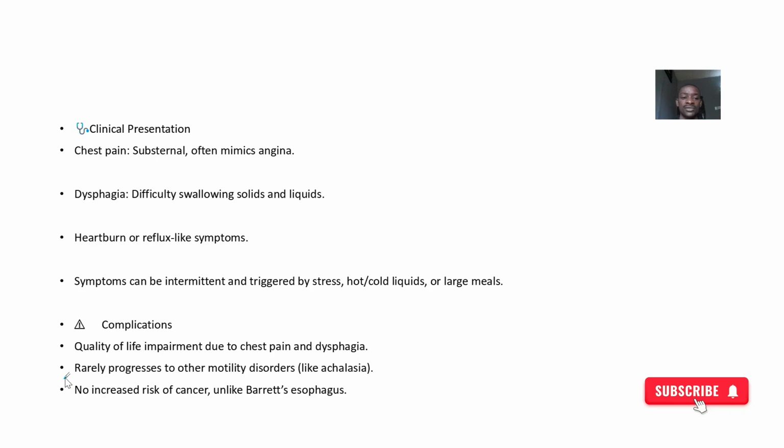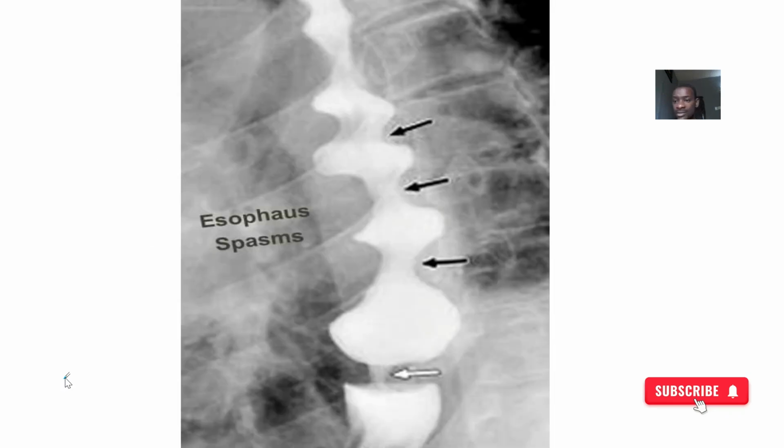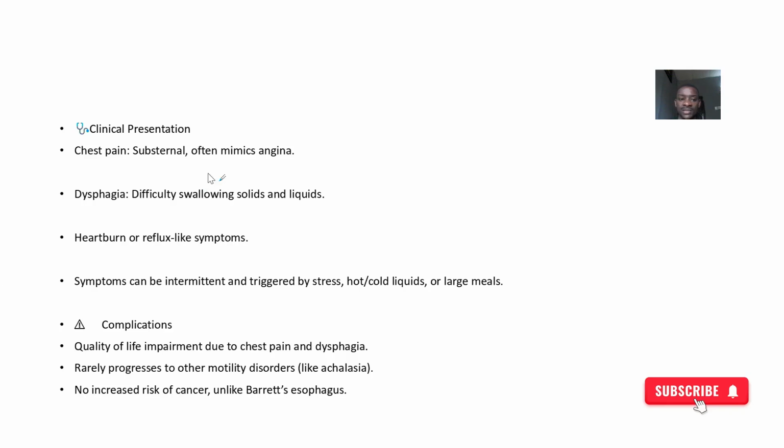So clinical features is chest pains. Okay, you see the image and how it will look like. So chest pains, that's substernal chest pain. Dysphagia, there's difficulties in swallowing because there's some abnormal contractions. But if the food goes past those, if it comes to the lower esophageal sphincter junction, it usually goes through. So heartburn or reflux-like symptoms.